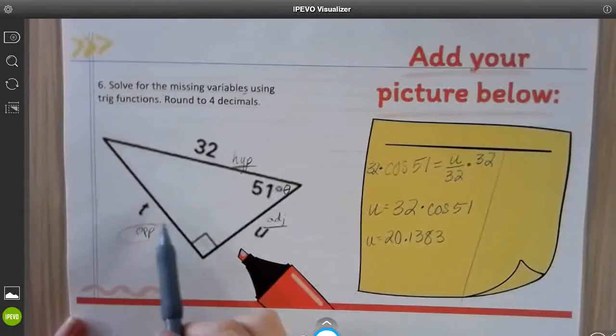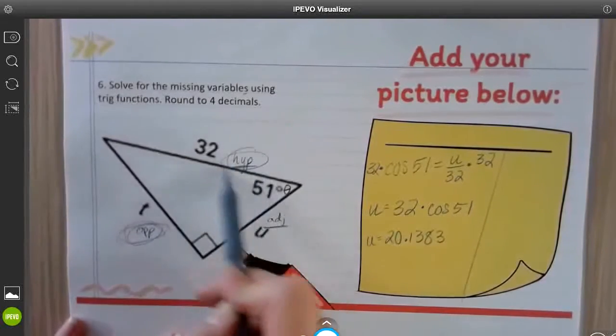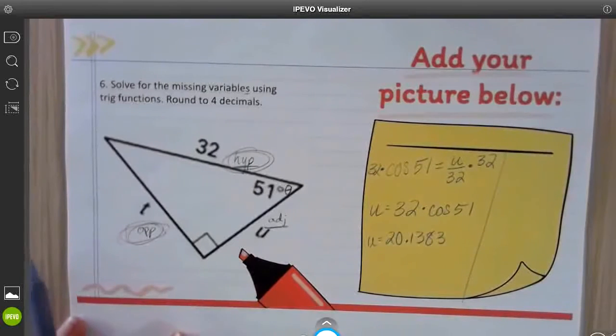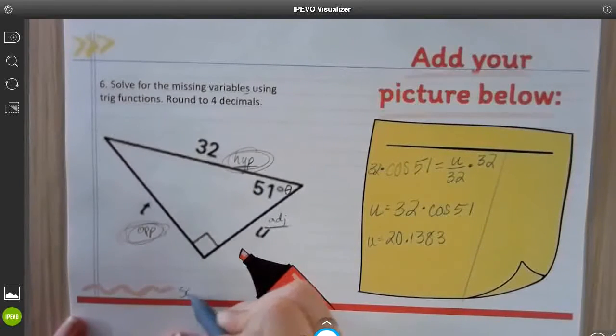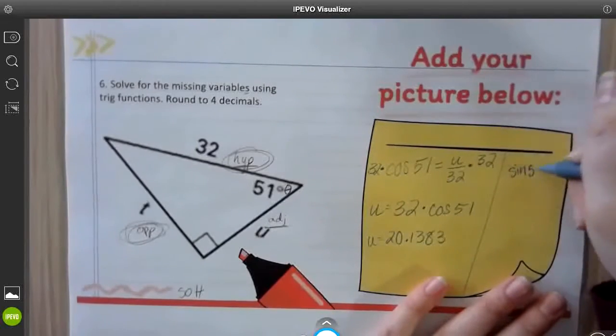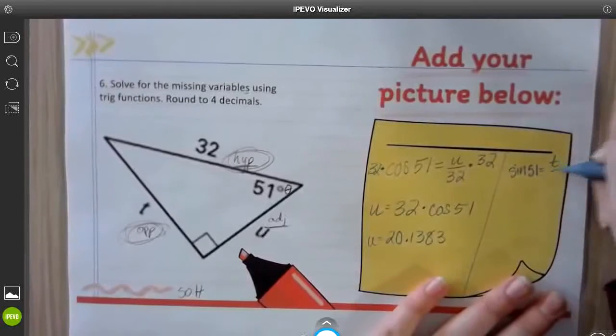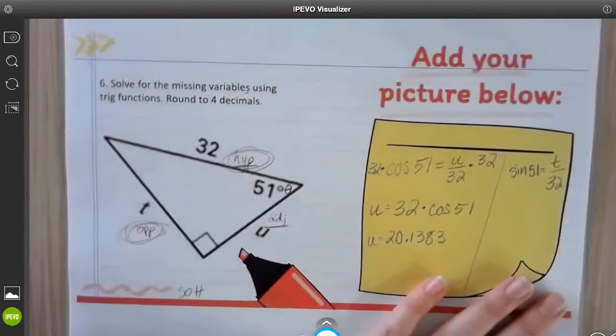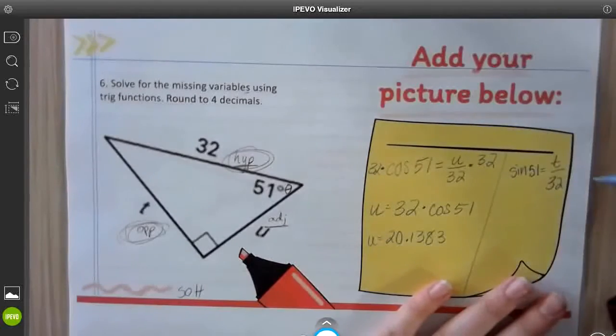Now we need to move on and solve for t. This time we're going to use the opposite side and the hypotenuse. So rather than using CAH, we should probably use SOH for the opposite and hypotenuse. So that's going to be sine of 51 is equal to t over 32. And now we're going to multiply both sides by 32.